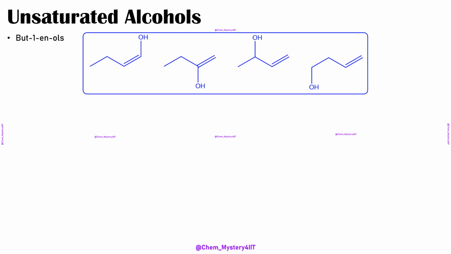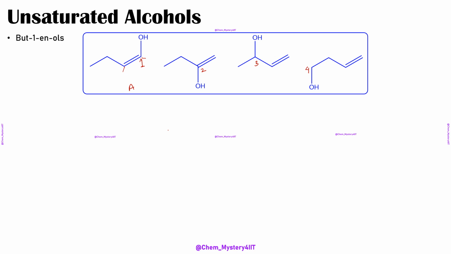So out of these but-1-enes, we are putting the OH on position number 1, on position number 2, on position number 3, and on position number 4. We are not considering all possible isomers, so basically we are ignoring the stereoisomers. Otherwise, compound number A would have this double bond as cis and trans, or E and Z.